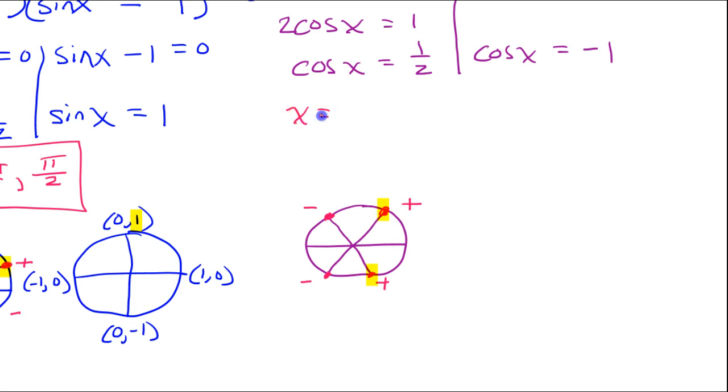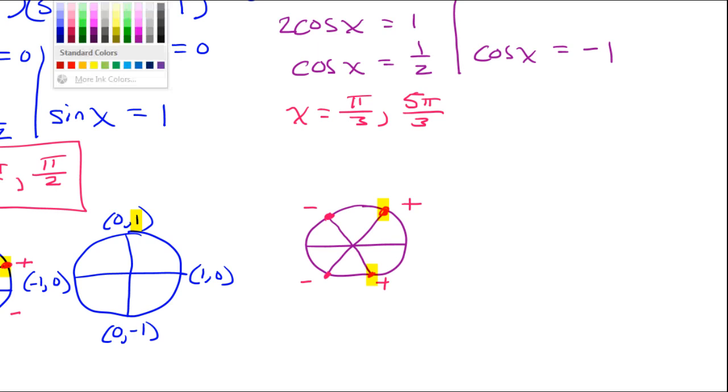So x is equal to pi over 3 and 5 pi over 3. Alright, so that's what we get from this little equation.